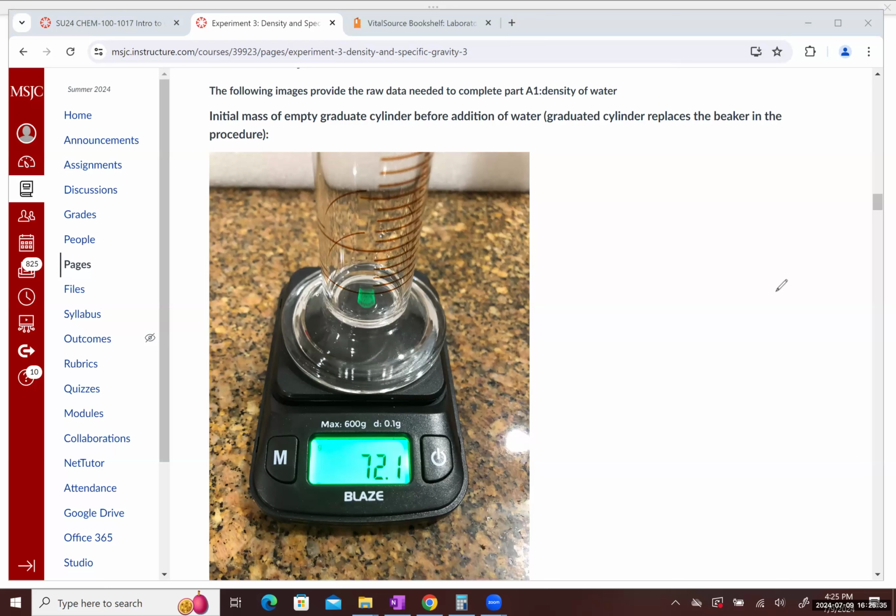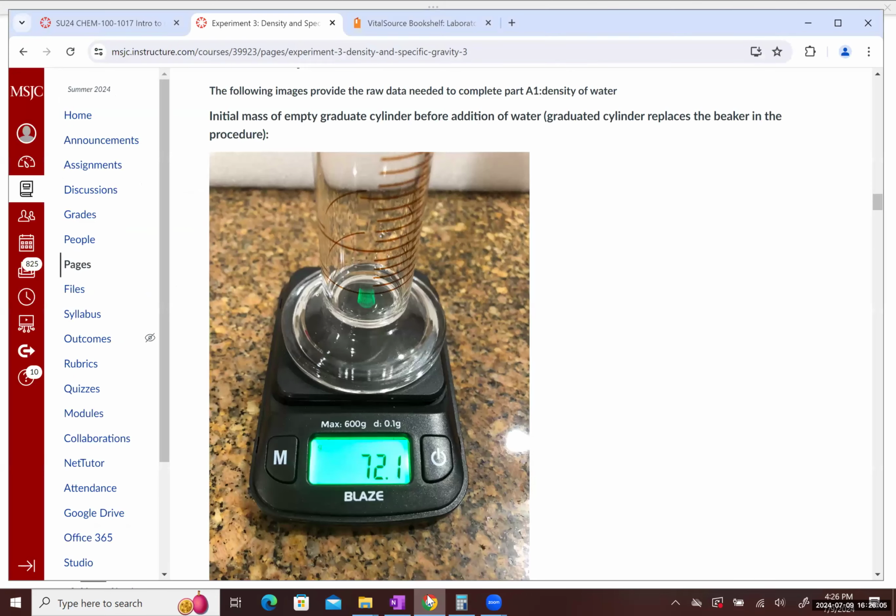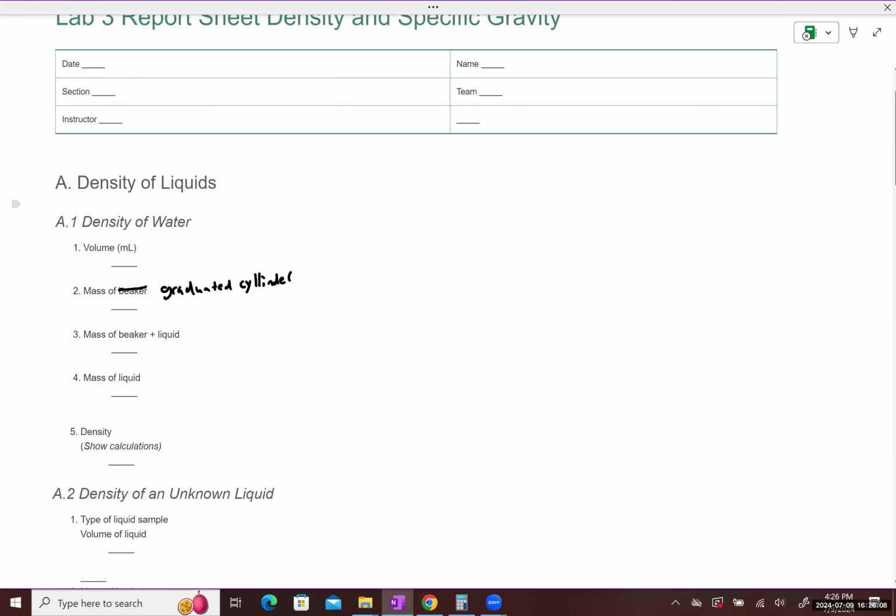Okay, so here we have our empty graduated cylinder. The mass is found here. So let's just write down that mass on our report sheet. Okay, so for the density of water, instead of the mass of the beaker, let's just look at the mass of the graduated cylinder. So in this case, if we look at the lab page, we have a mass of 72.1 grams. Okay, perfect.